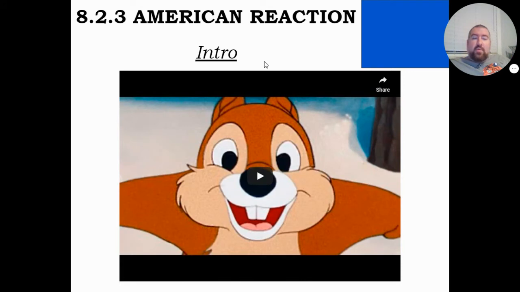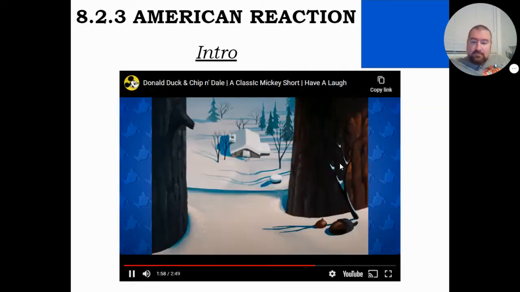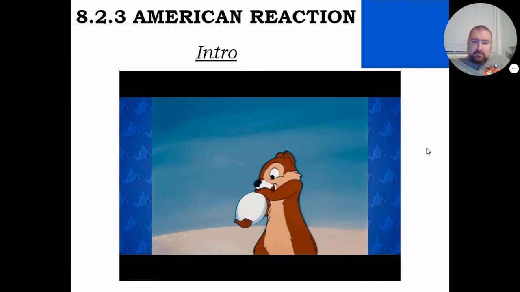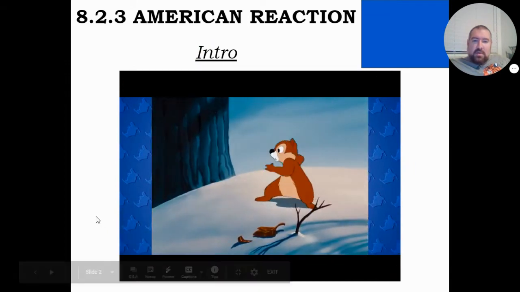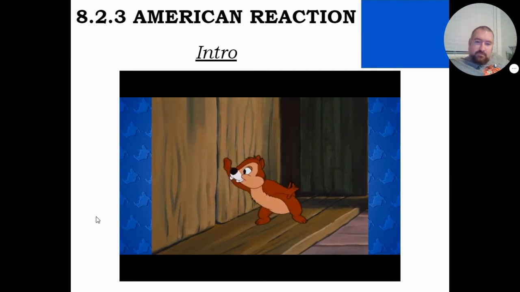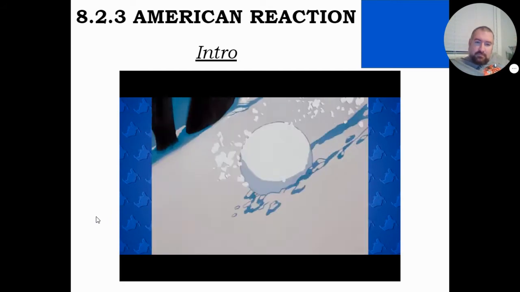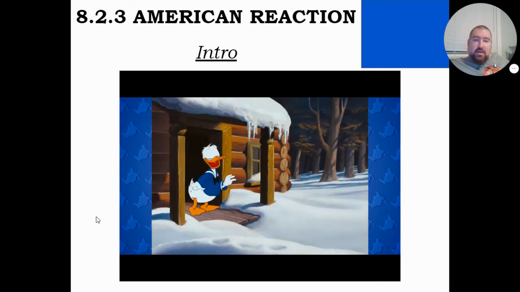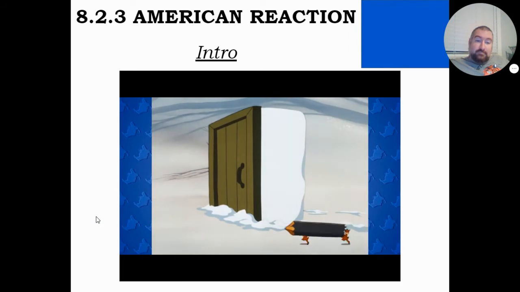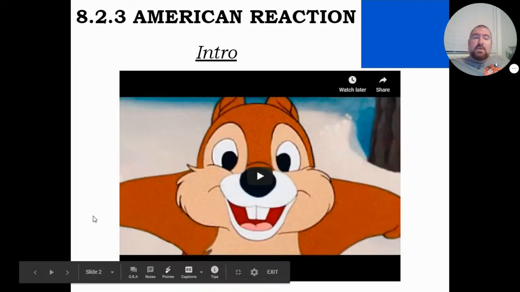We're going to begin with a quick reference to something called the Snowball Effect. And as you guys know, I'm a big fan of Donald Duck, so let's go with the Donald Duck cartoon. So here we go. He's got a snowball, goes down the hill, and as it goes down the hill, it gets bigger and bigger and bigger until finally there you go. So the snowball effect.